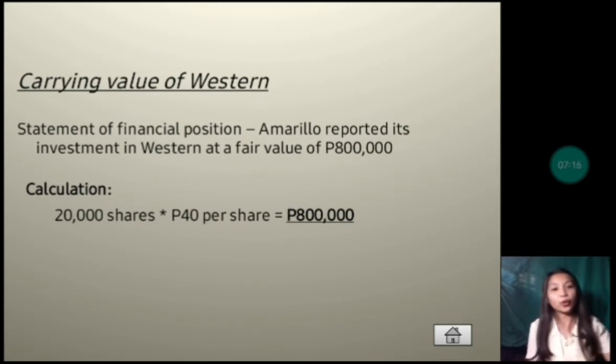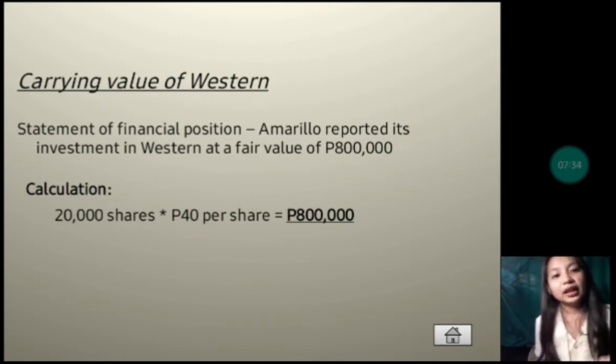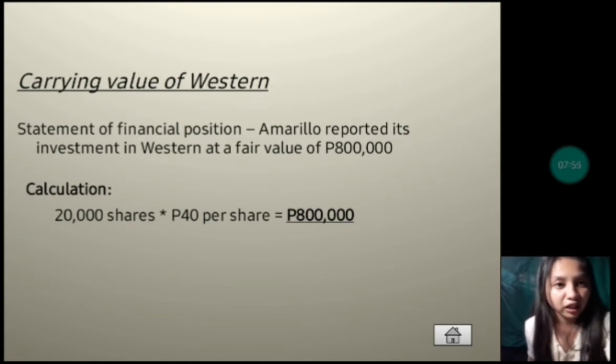So why is it reported at a fair value for Western? Because based on the problem, the investment in Western was accounted for as available for sale securities, so it is for sale in the market. That is why it is reported in fair value, because it can be sold to the market. Unlike the carrying value, it is for the balance sheet. So that is why we reported it at this fair value of 800,000. And the 20,000 shares you can get from the given, and also this 40 pesos per share. That is why we have 800,000 peso.